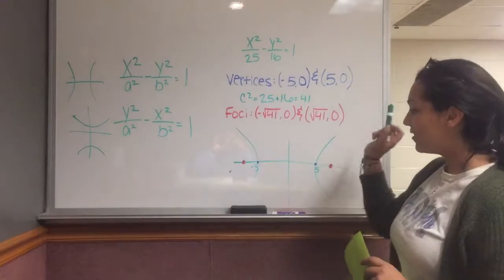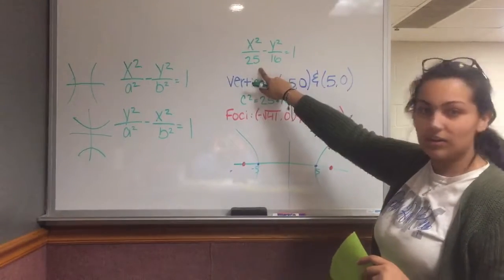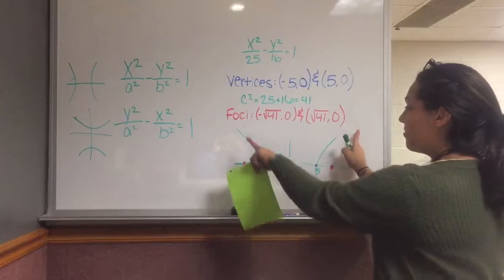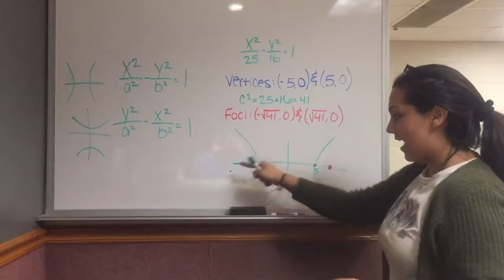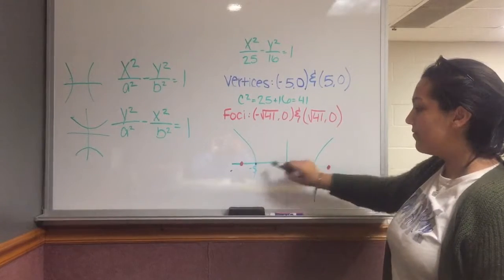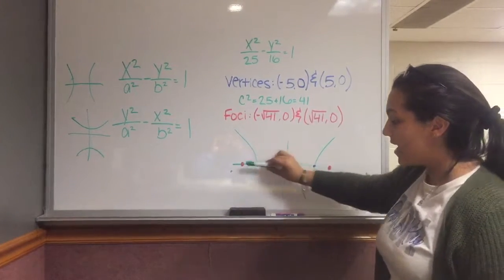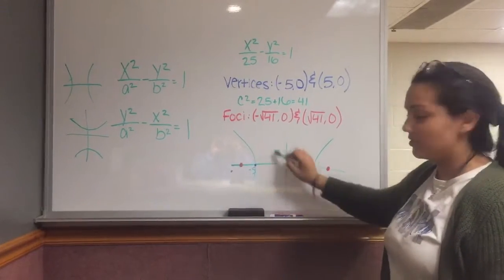And then whenever you set up the graph, you see that since the 25 is underneath the x, the graph is going to be labeled on the x-axis, and the vertices are going to be at -5 and +5. The foci are going to be inside toward the graph, because they wouldn't be outside.